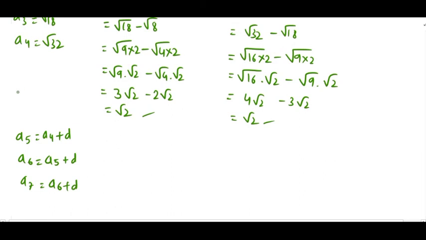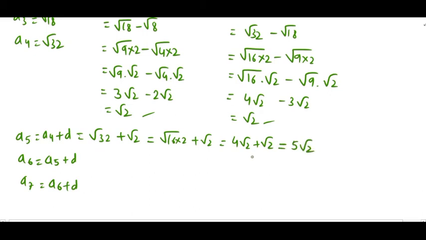A5 can be written as root 32 plus what is d here? Root 2. See, this can be written as root 16 into 2 plus root 2, that is root 16 is 4, so 4 root 2 plus root 2. 4 root 2 plus root 2 is giving me 5 root 2. That is, A5 is equal to 5 root 2. See, how can I find A6? A6 can be written as A5 plus d. A5 is 5 root 2 and d is root 2. And A6 can be 6 root 2.